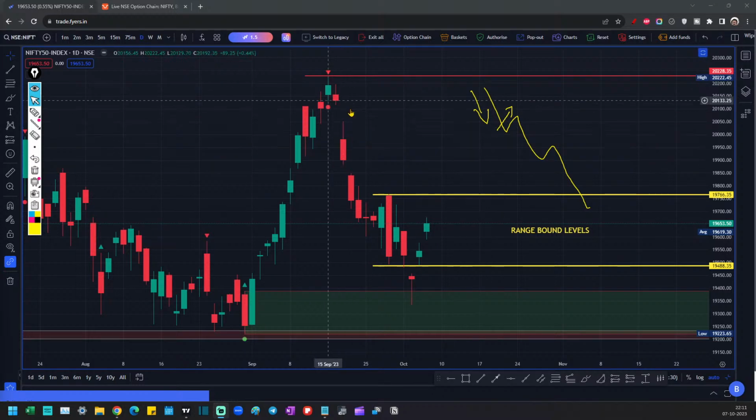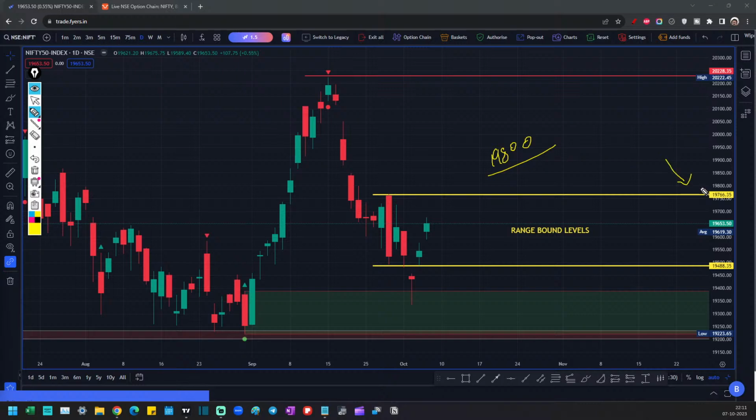Right? So this is the short position, this is the covering position. So this could probably be the covering position. And I recently shared one of the Moneycontrol posts about Nifty, that Nifty can probably head over to 19,800, is what they have posted. 19,800 is very close to our region, which again falls into the range-bound levels.